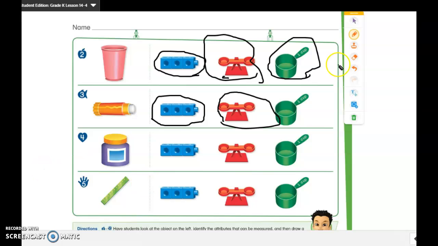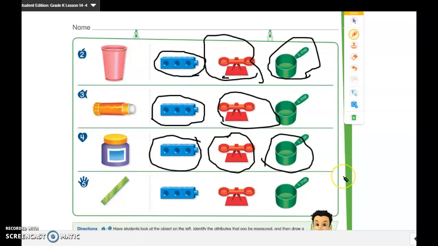Okay, I would say we can, oh, the tool turned off. We can stand a jar of jelly next to a cube train and see if it's taller. We can put it on a pan balance or a scale and see if it's heavier than something. And whatever's inside there, we could measure using a cup measure. Yes. You might be noticing some things are used kind of the same way, aren't you?